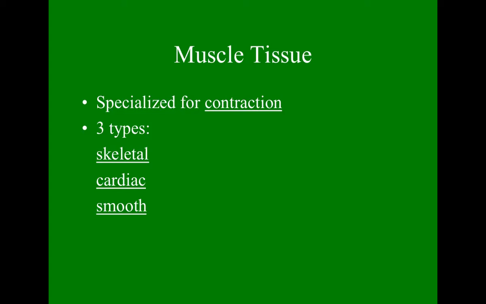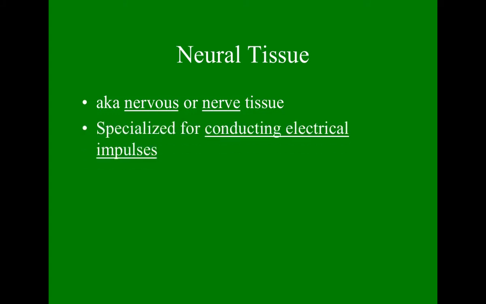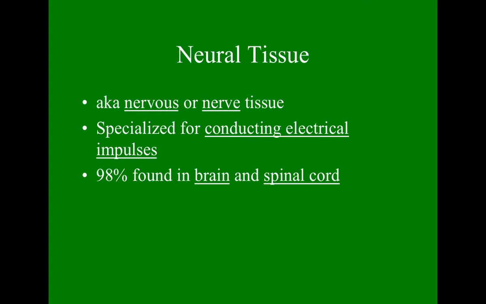The last type is also one that we're going to spend very little time on, and that is neural tissue or nerve tissue. Okay, it's also called nervous tissue. This type of tissue is highly specialized for conducting electrical impulses. And 98% of all neural tissue in the body is found in two places. One is the brain, and the other is the spinal cord.